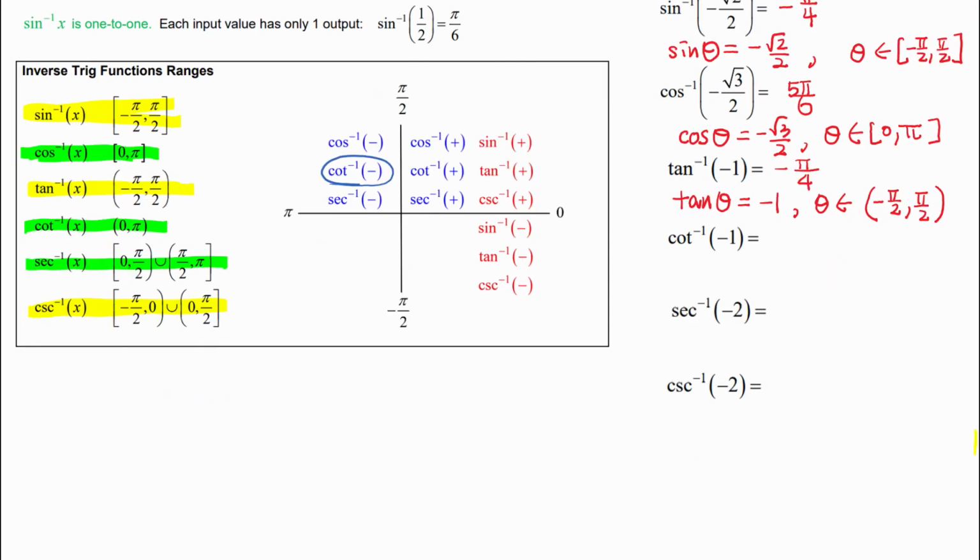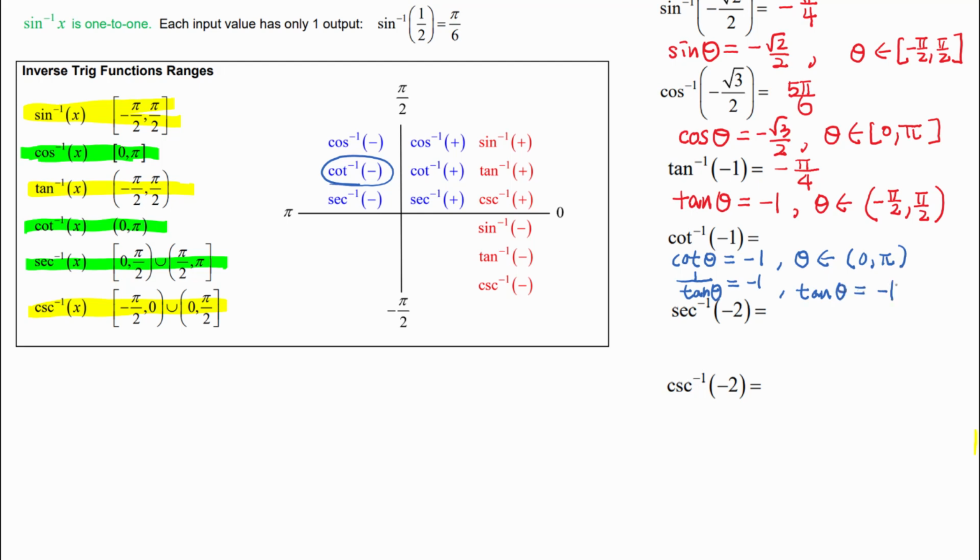Inverse cotangent of negative 1 equals what angle? That's the same thing as answering, cotangent of what angle is equal to negative 1. And my angle must be found from 0 to pi, with the endpoints not included. Now, cotangent theta is 1 over tangent theta, which is equal to negative 1. Negative 1 is negative 1 over 1. So when you cross multiply, it is tangent theta equals negative 1.